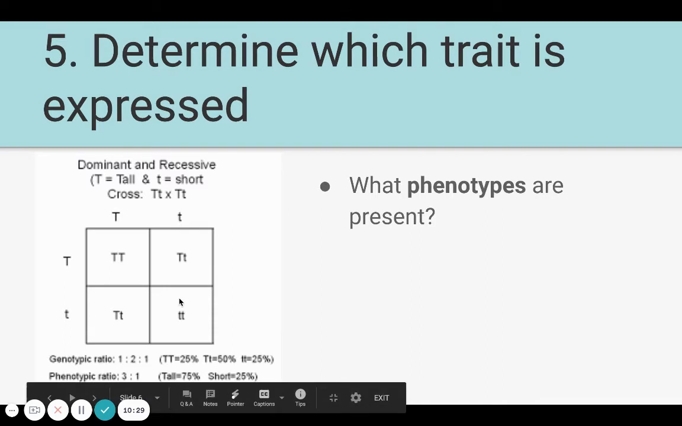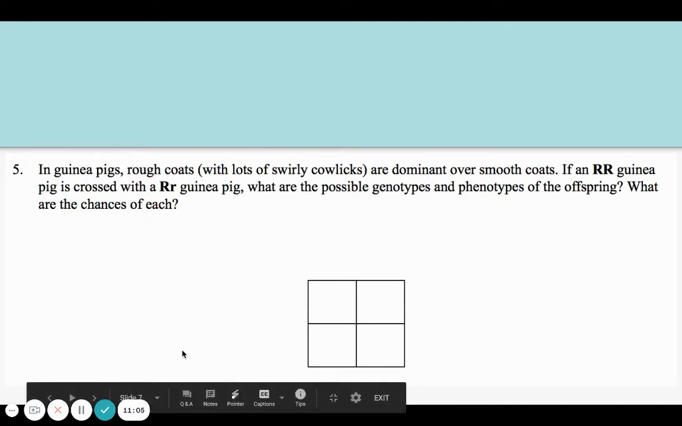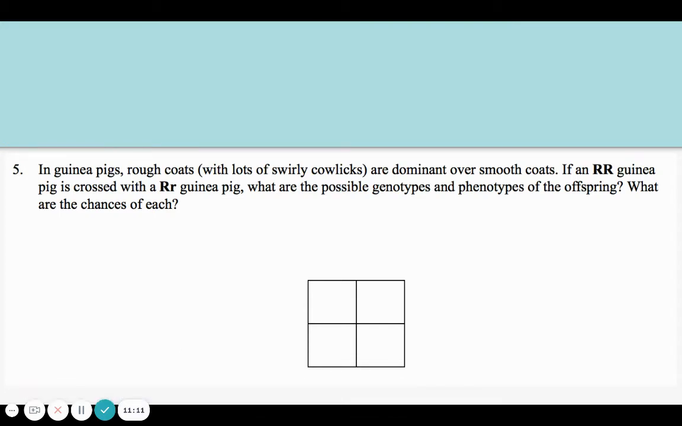And then on the other hand, you have little t, which is short, okay? There's no other way to get a short pea plant. And so we're going to put 25%, just this one box. Again, it's helpful to check and make sure that these are equal to 100%. We are going to do an example together in a second after I read this. I'm going to switch my screen so that I can write with my mouse so we can do this problem together.